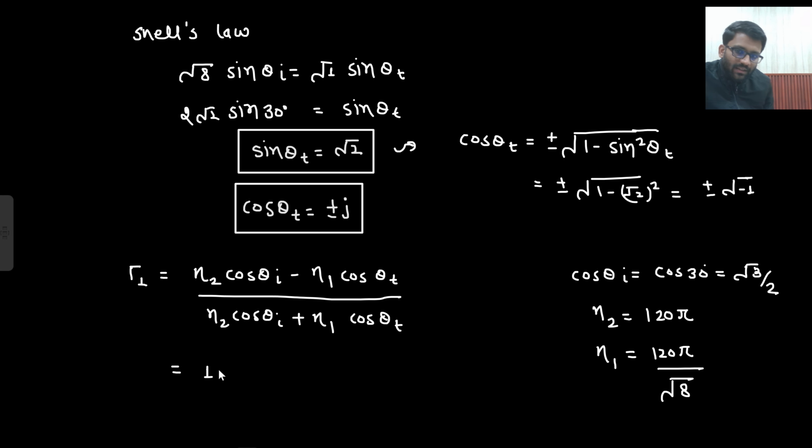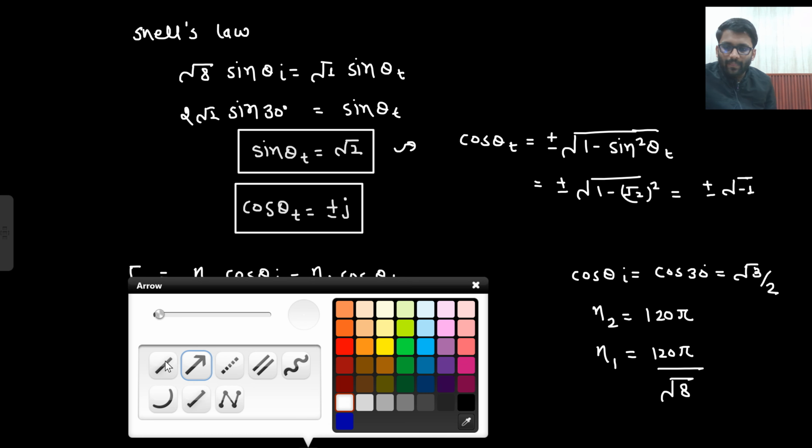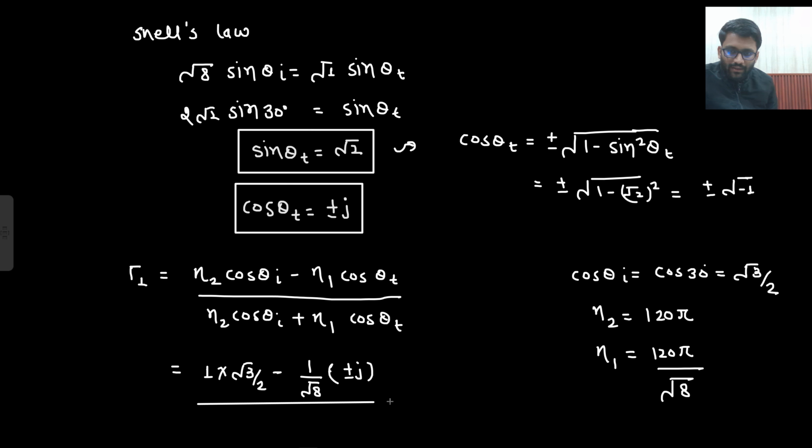What is cos theta i? That is under root 3 by 2. Minus, what is eta 1? 1 by under root 8 I am writing. Why am I writing 1 by under root 8? Because 120 pi is getting cancelled. And what is your cos theta t? That is plus minus j. Divided by the same thing, under root 3 by 2 plus 1 by under root 8 plus minus j.